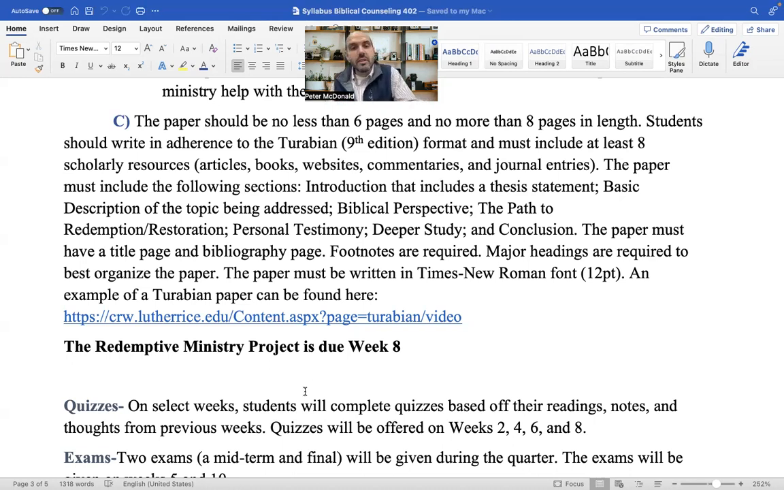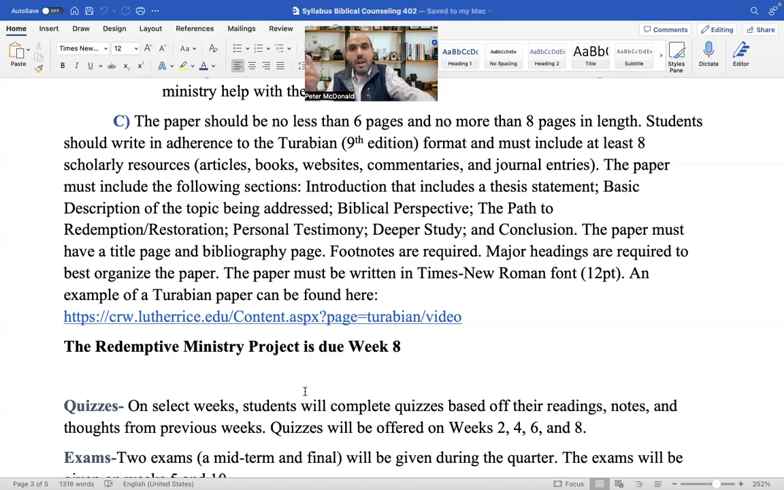You want to adhere to a Turabian style. If you're not familiar with Turabian style, there are lots and lots of resources out there, so make sure you research it. Primarily with Turabian style, it's all about the format. Okay, I'm looking for you to follow the format. You need to have at least 8 scholarly resources in this paper, meaning that you are using articles, books, websites, commentaries, journal entries. I will not accept Wikipedia.